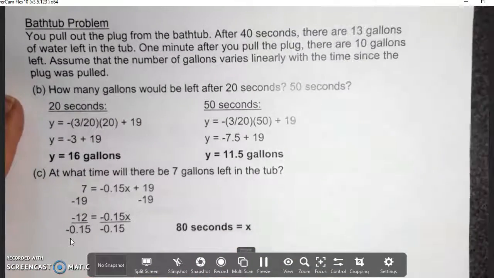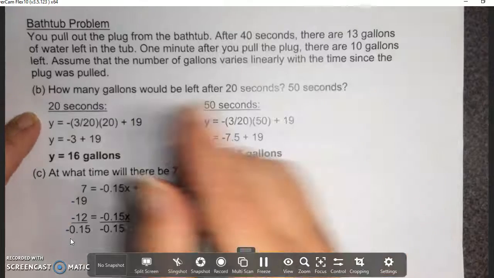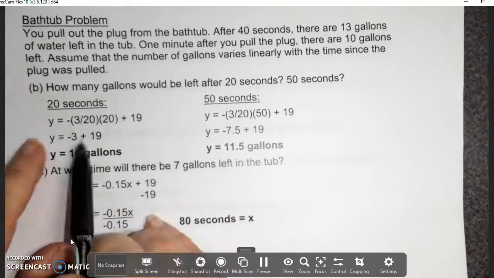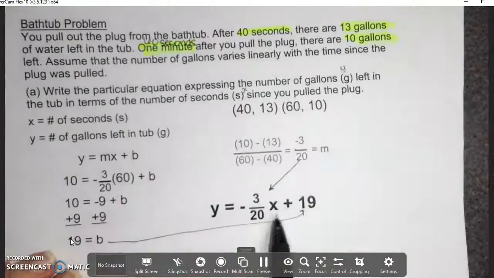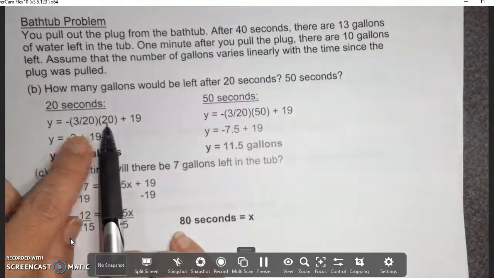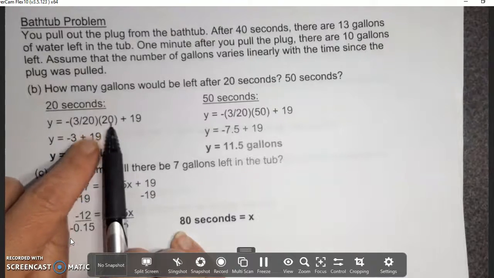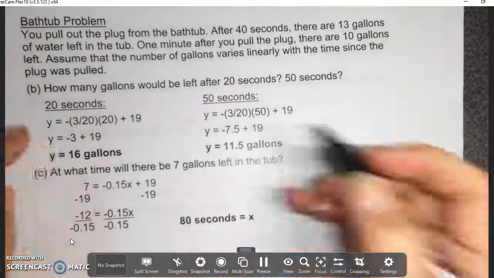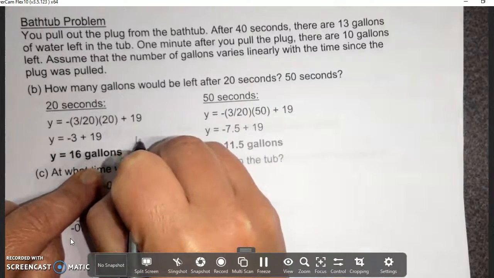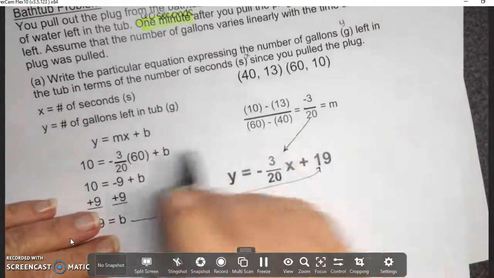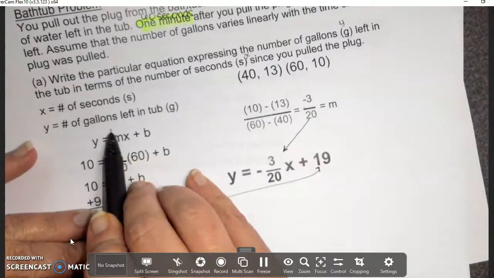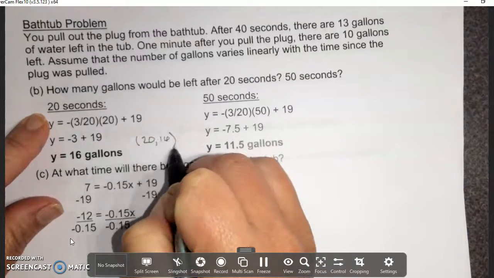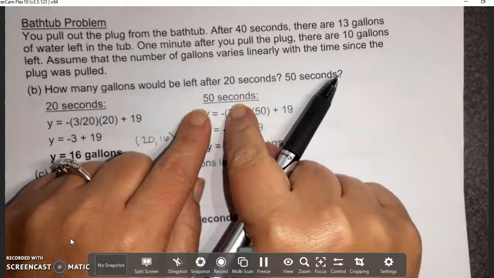How many gallons would be left after 20 seconds? So all this is evaluating functions. We did it in the first unit, and we're using it again. We take the equation that we got here, and we're going to plug in 20 seconds. When you plug in 20, you get negative 3 plus 19. There's 16 gallons left. So if I wrote this as an ordered pair, X is our seconds, Y is gallons. So (20, 16).